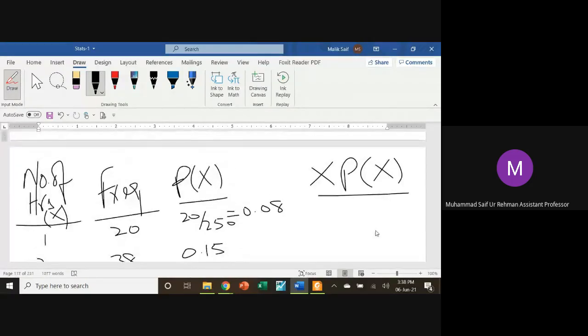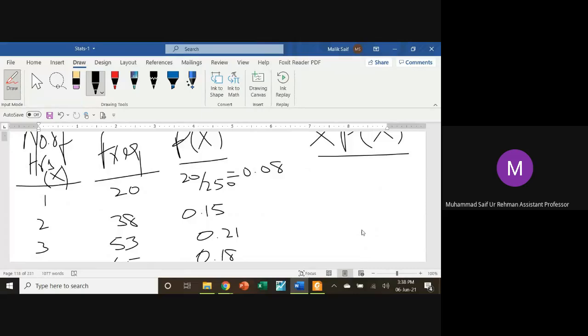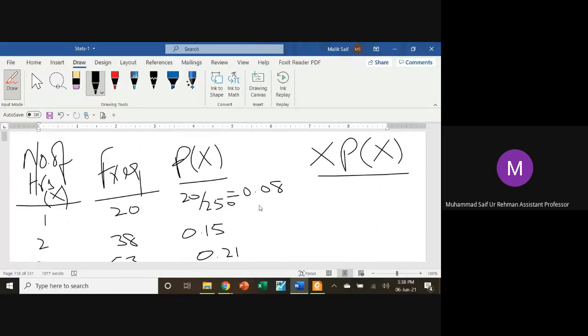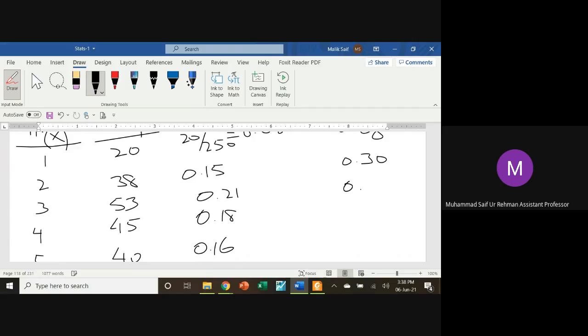So should we solve it or leave it over here? It is not difficult. If you have a calculator with you, we can solve it in 2 minutes. 0.08 multiplied by 1, the answer is 0.08. 0.15 multiplied by 2, the answer is 0.30. 0.21 multiplied by 3, the answer is 0.63. 0.18 multiplied by 4 is 0.72. Then 0.16 multiplied by 5, 0.80.